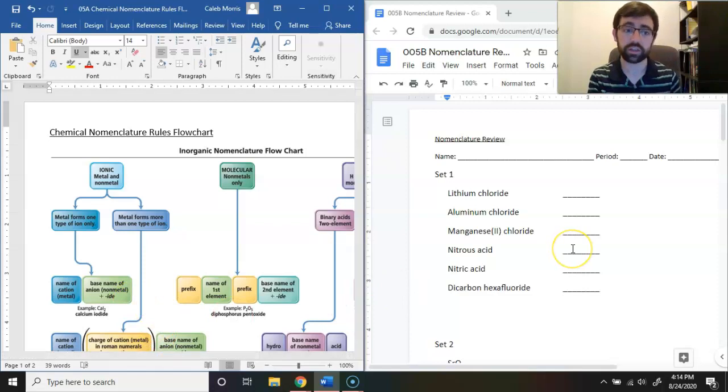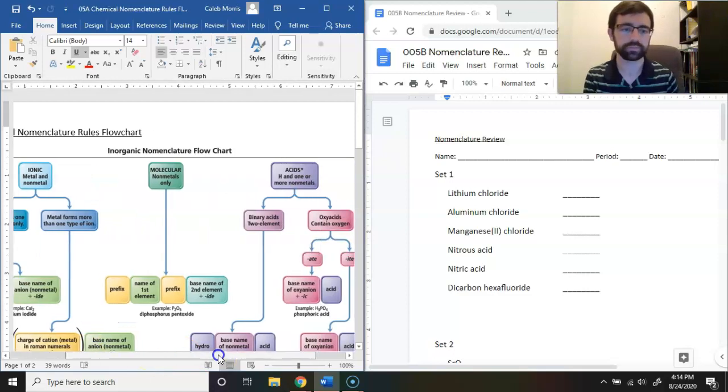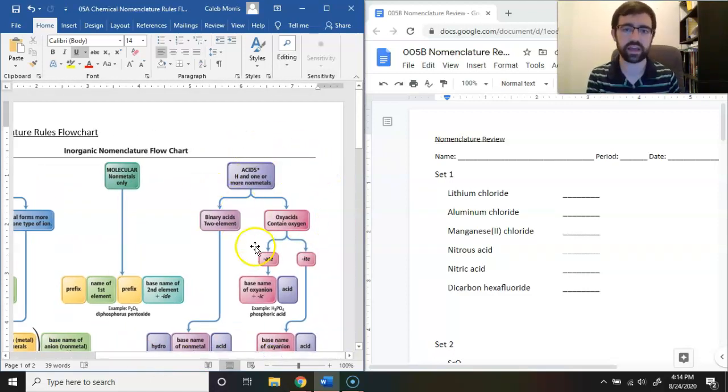First thing you need to do is decide if it's ionic, molecular (covalent is another word for a molecular compound), or an acid, which we call an acidic compound. All right, here's the trick you got to watch out for. Acids are the easiest to identify because if it starts with hydrogen, or H if we're talking about formulas, it's probably an acid.